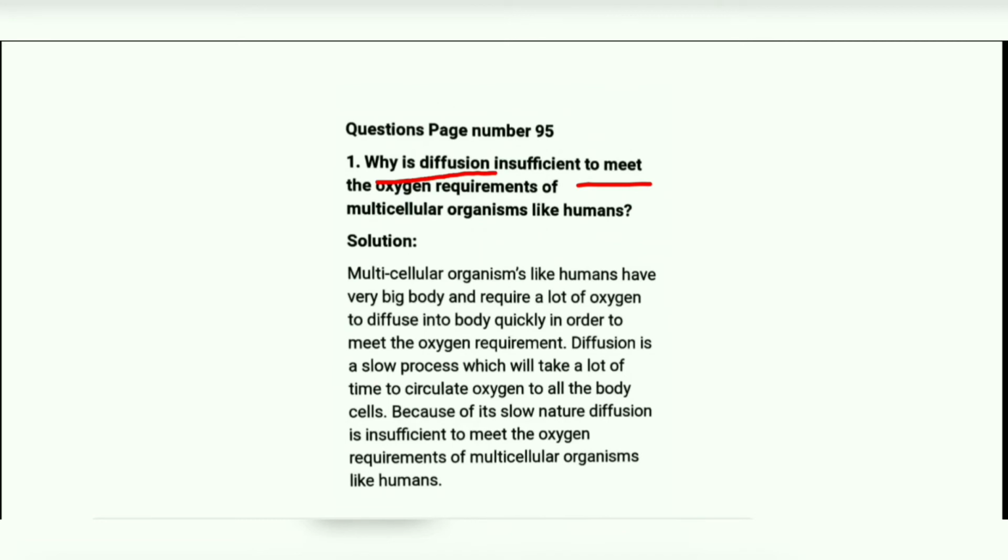Why is diffusion insufficient to meet the oxygen requirement of multicellular organisms like humans? Multicellular organisms like humans have very big bodies and require a lot of energy, and oxygen needs to reach the body quickly to meet the requirement. The human body is very large, so the requirement is immediate, but diffusion is a slow process. It takes a lot of time to circulate oxygen to all of the body. Because of its slow nature, diffusion is insufficient to meet the oxygen requirement of multicellular organisms. Multicellular organisms are very large and require a large amount of oxygen, but diffusion is a slow process and cannot work in multicellular organisms. Due to these reasons, diffusion is insufficient to meet the oxygen requirement of multicellular organisms like human beings.